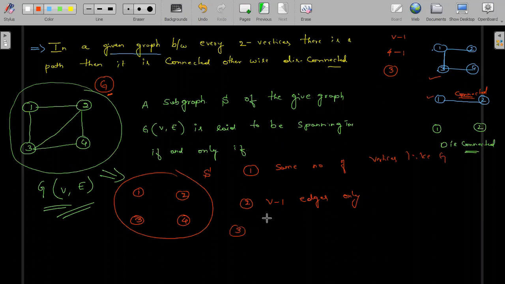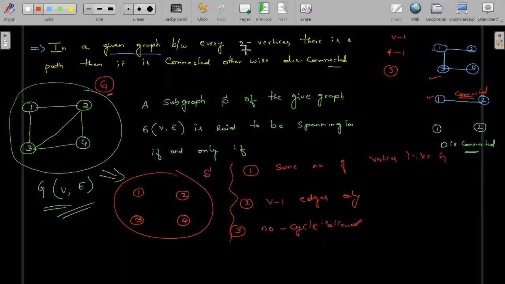Again, third one, important. No cycle should be there. No cycle is allowed. Okay, now, so these are the important things you have to take care of when you are generating the spanning tree. Now let's generate a spanning tree for this particular graph G.